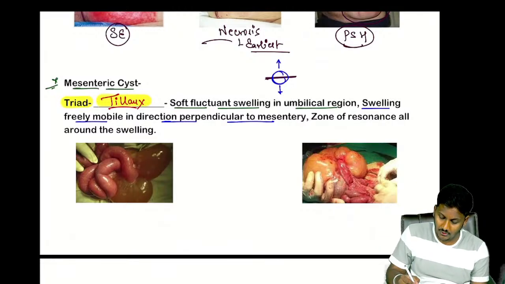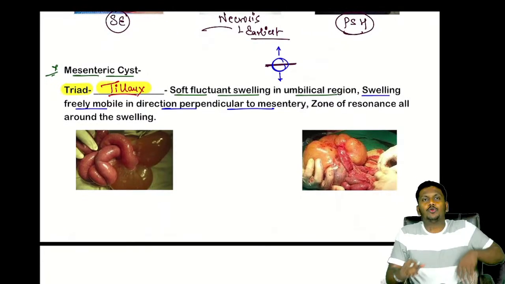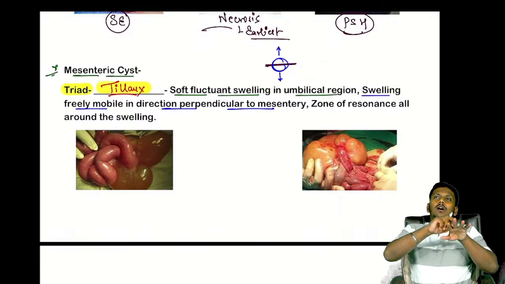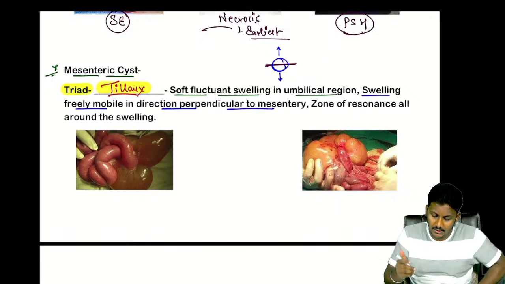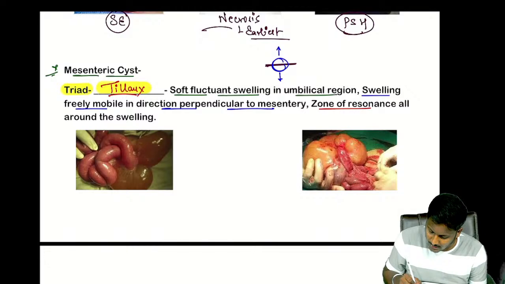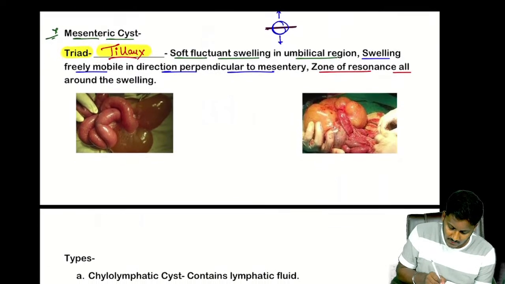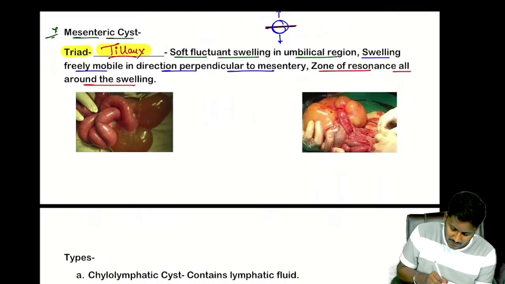Third important feature that you have to remember: if you percuss the abdomen all around the mesenteric cyst, or all around the swelling, you will be able to get a zone of resonance. So there will be a zone of resonance all around the swelling. These are the three features in the Tillaux's triad of a mesenteric cyst.